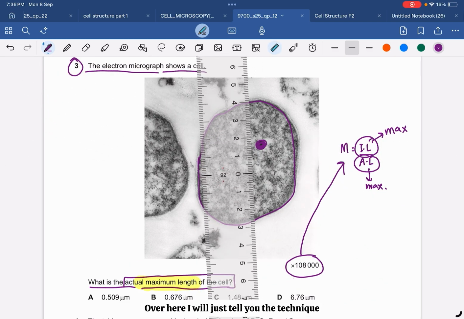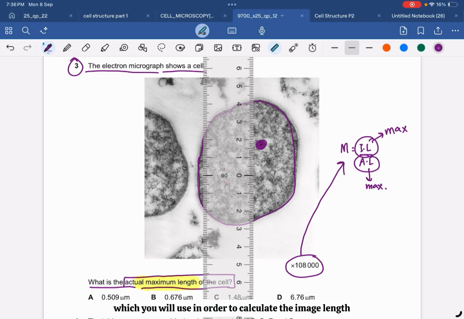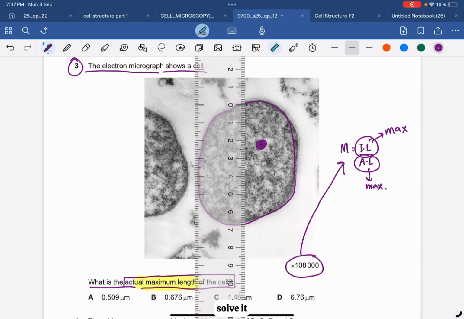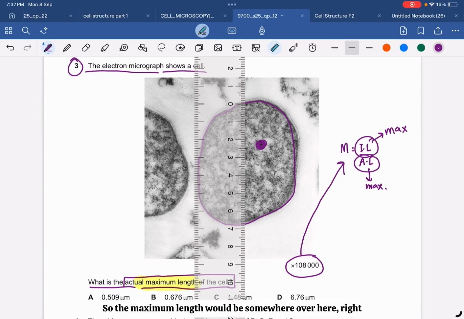Over here I will just tell you the technique which you will use in order to calculate the image length, because obviously I am solving it online in a soft copy, right? So my measurements will be different, and the measurements on an A4 size paper will be different, and the measurements of the picture on the actual CAIE paper will be different. So it's better for you to understand the concept and then just apply your knowledge to solve it. The maximum length would be somewhere over here, right?